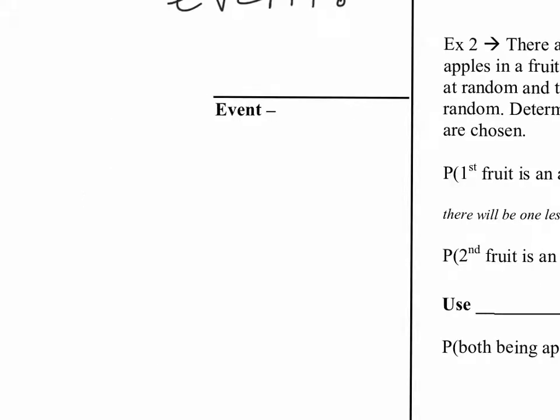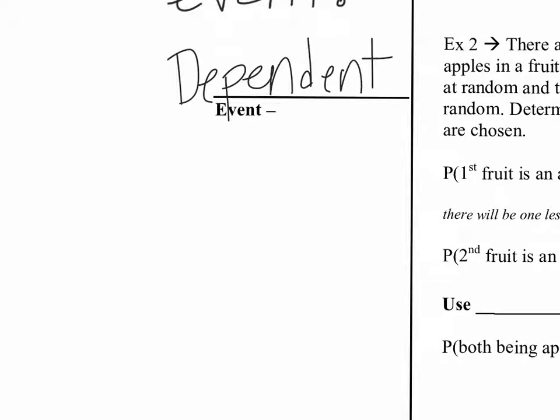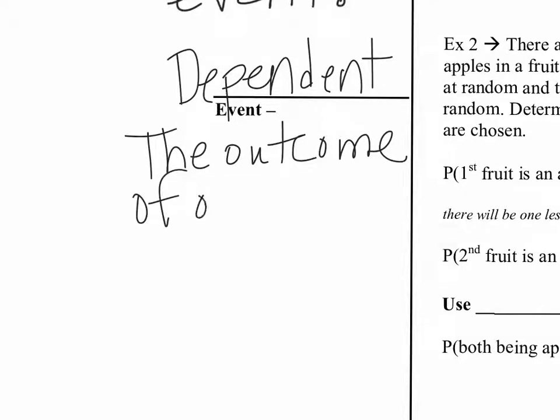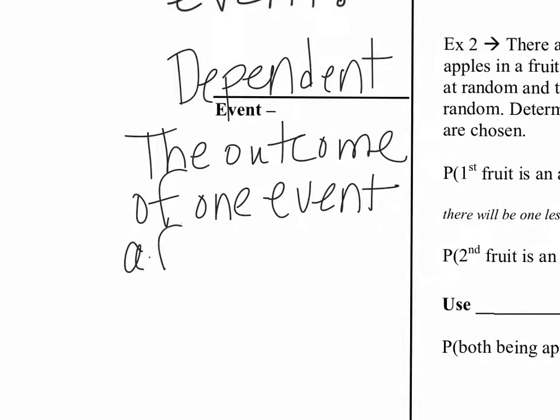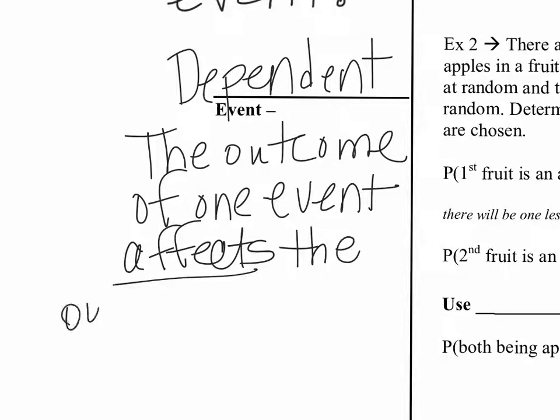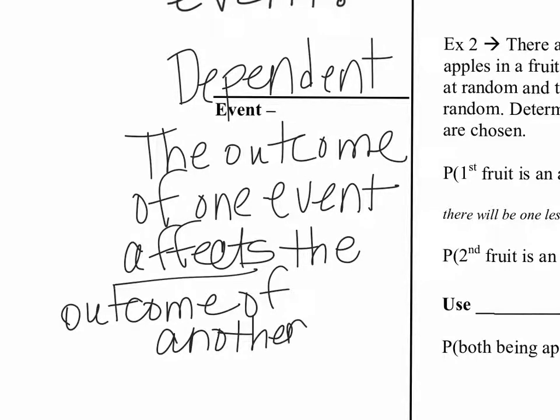So just as you would suspect, a dependent event is when the outcome of one event affects the outcome of another event.